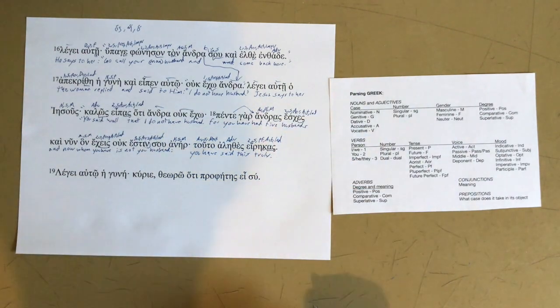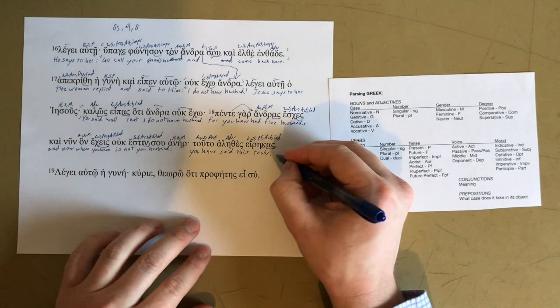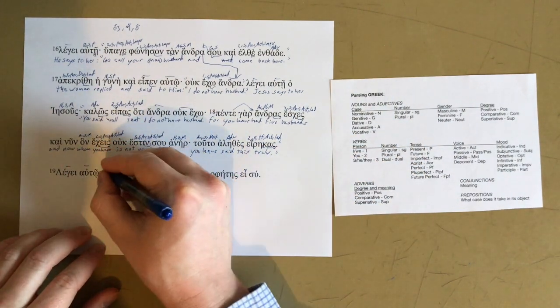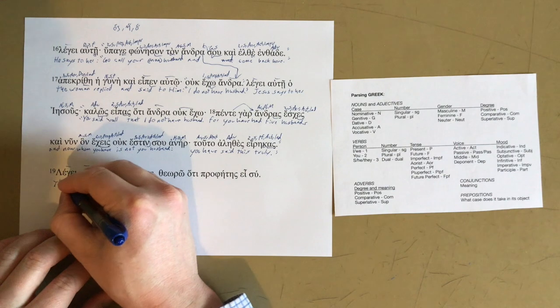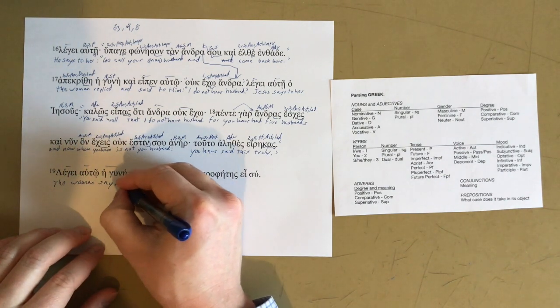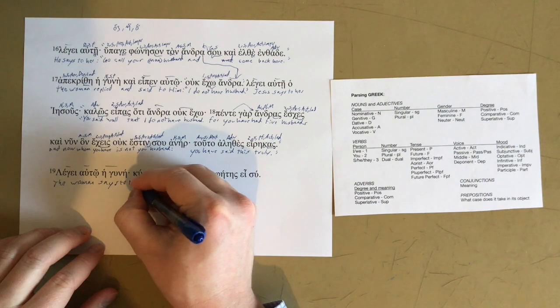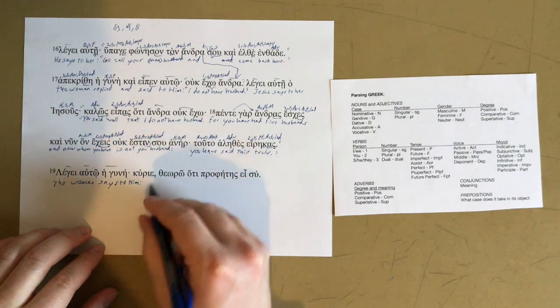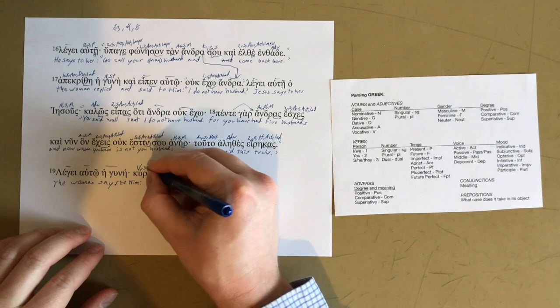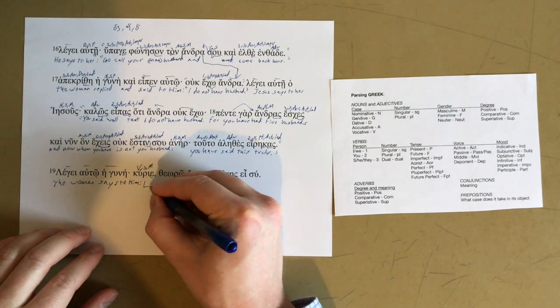Period. Okay, Lege tells us that this ends his direct discourse. No need to parse. The woman says to him, Kyrie. Short epsilon right there tells us this is vocative singular masculine. Lord.